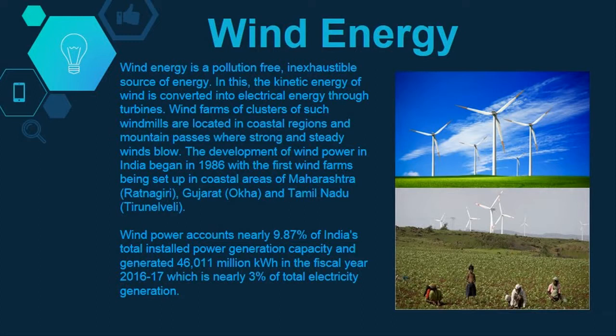The development of wind power in India began in 1986, with the first wind farms being set up in coastal areas of Maharashtra, Ratnagiri, Gujarat, Okha, and Tamil Nadu, Tirunelveli. Wind power accounts for nearly 9.87% of India's total installed power generation capacity and generated 46,011 million kilowatt-hour in the fiscal year 2016-17, which is nearly 3% of total electricity generation.